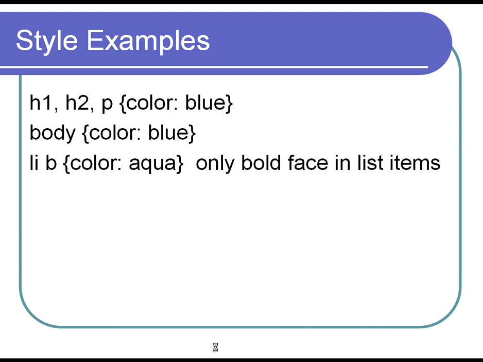Here are some examples of styles. We could do H1, H2, P for paragraph, and we can make them all blue. Okay, so the color of all those would be blue. We could say body color blue, or make it a different color. Remember LI? What was LI? List item, right? A list item, and we can make it anything. If we put bold in a list item, it would have the color aqua. So you can change things within your web page and for the whole web page by using styles in this way.